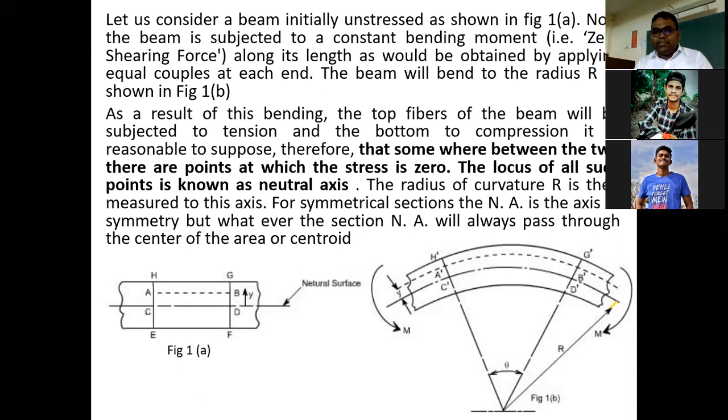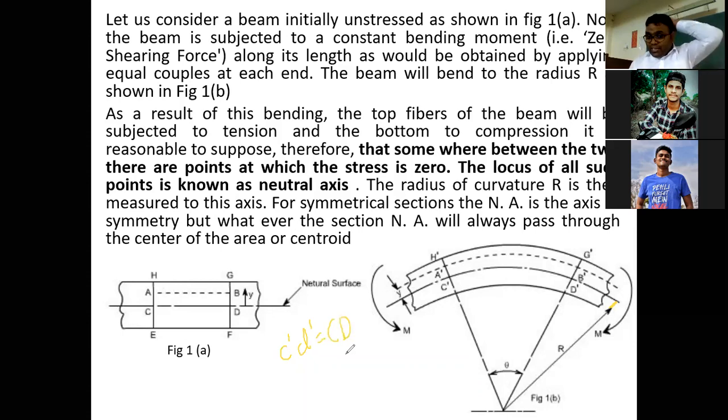You can see that C dash D dash is equal to CD, because these points lie on the neutral surface. In the neutral surface, no bending stress, no strain, no elongation. So C dash D dash is equal to CD, and CD is already equal to AB.